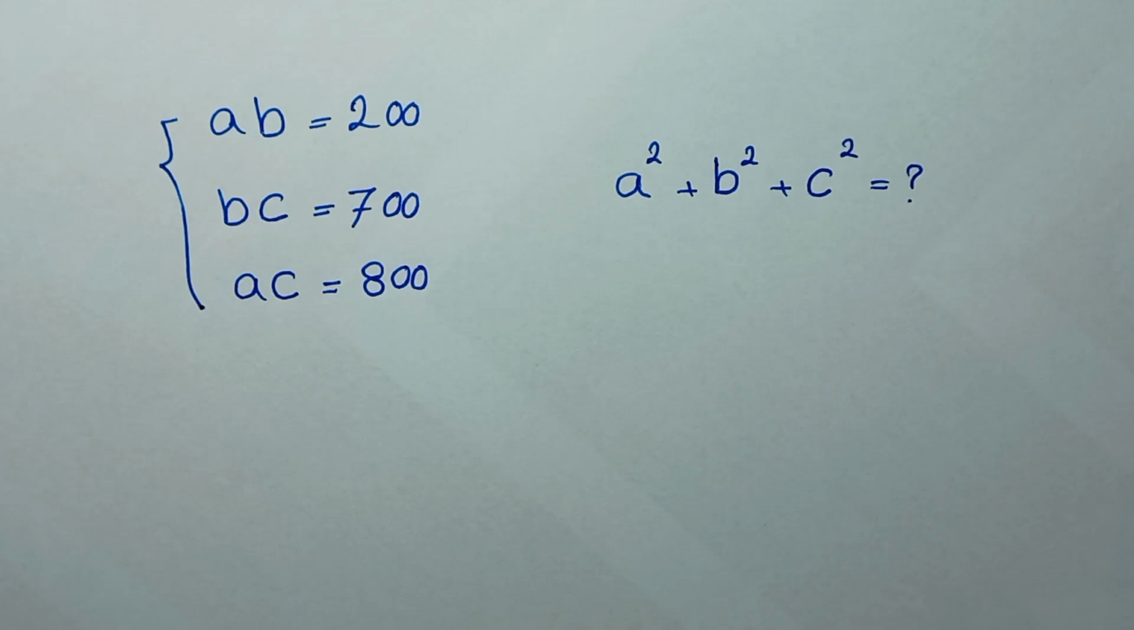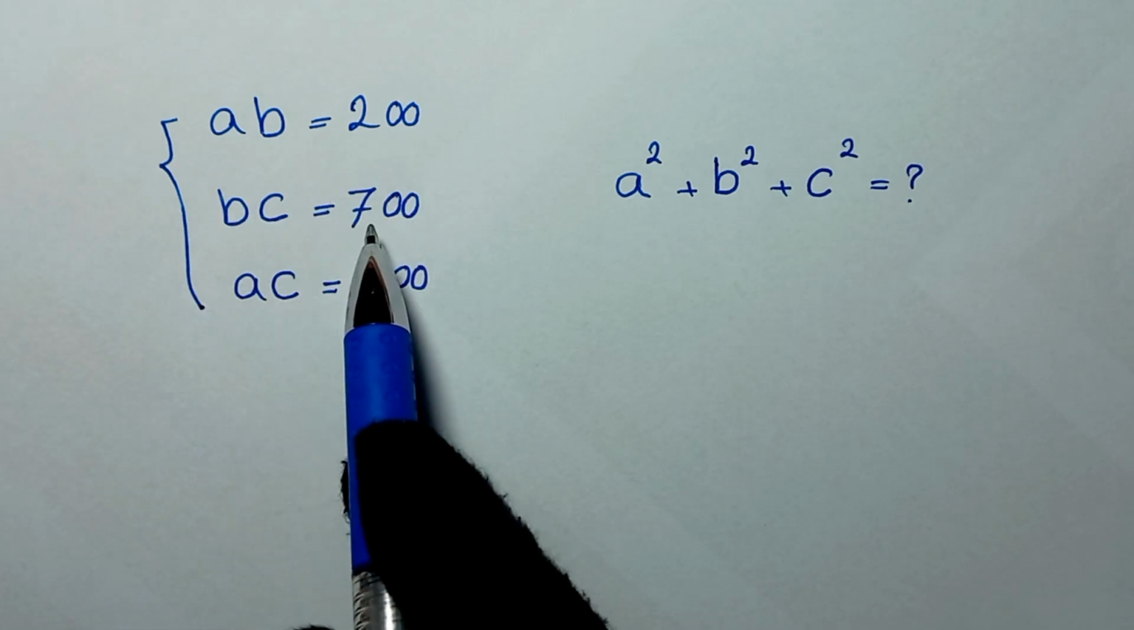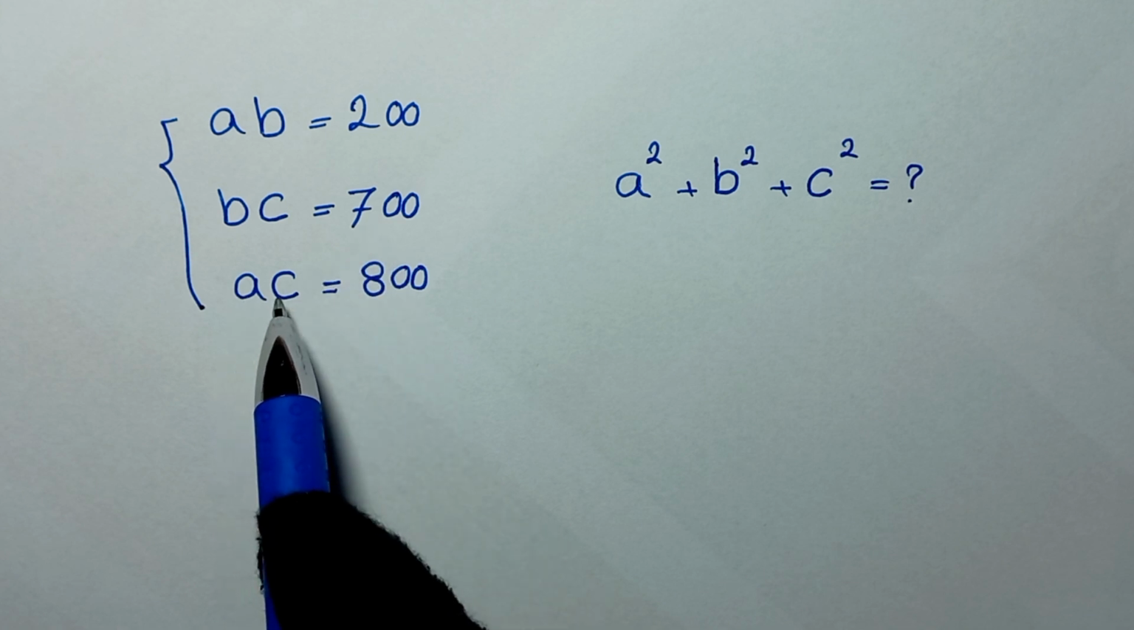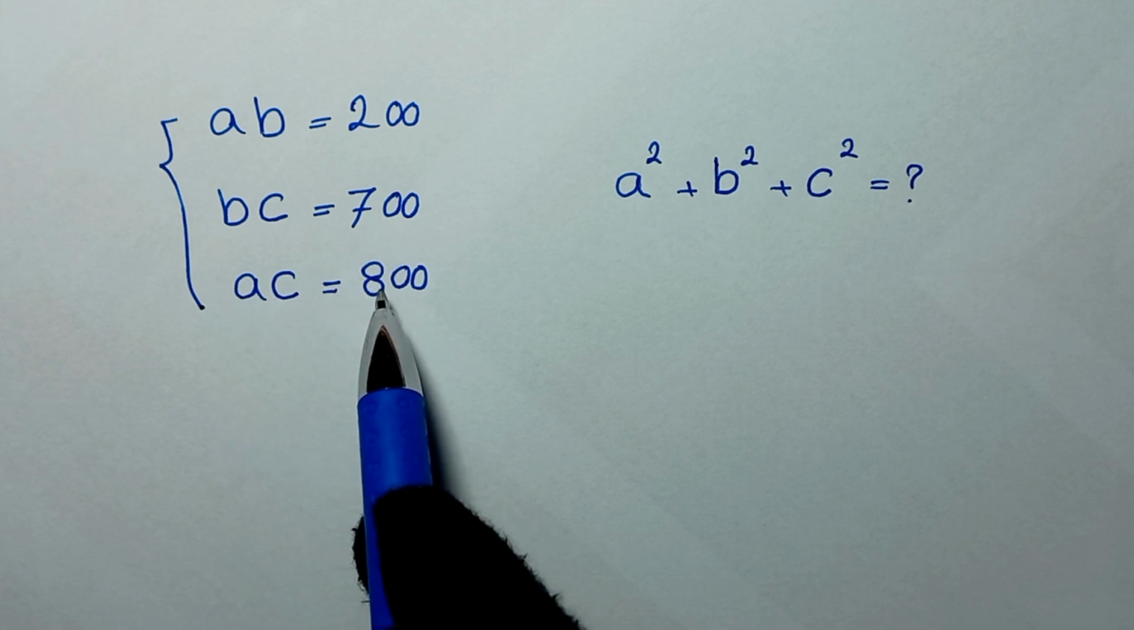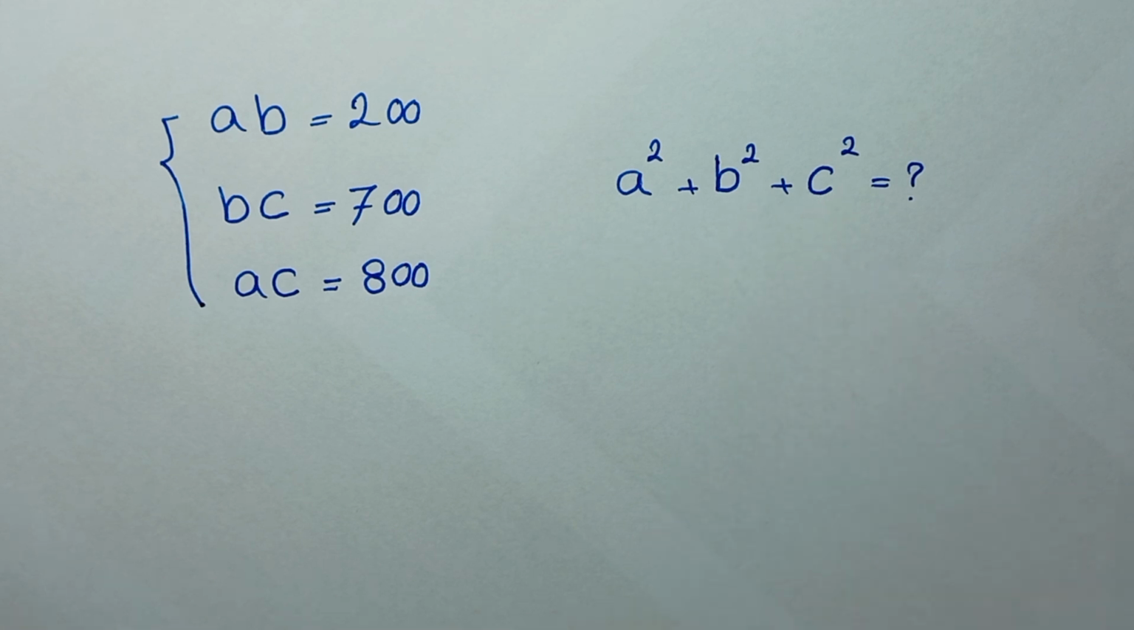Hello my friends, you're welcome to solve this math problem: AB is 200, BC is 700, and AC is 800, and we need to find the value of A squared plus B squared plus C squared.